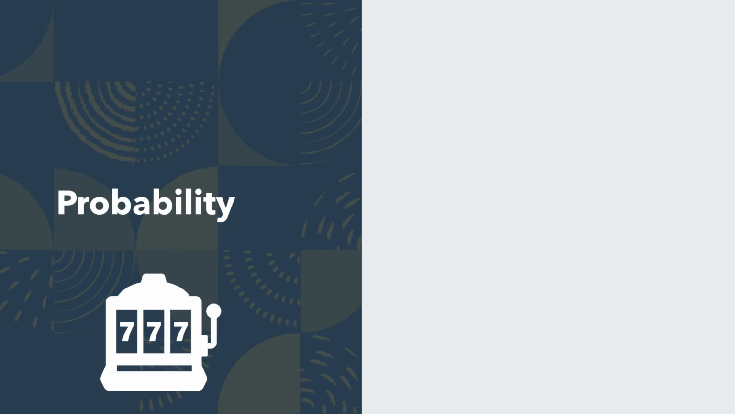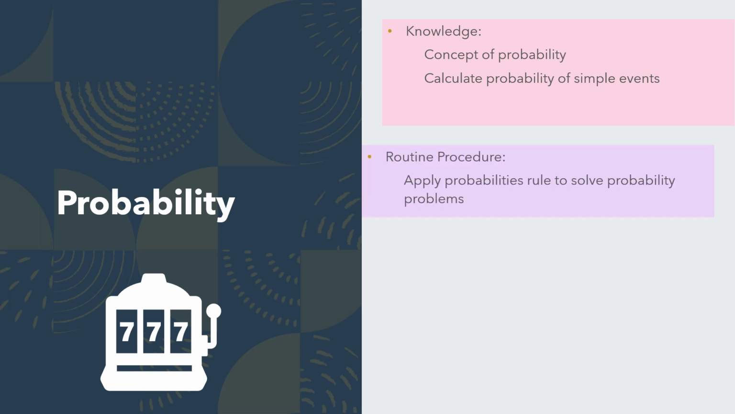Next, we will discuss probability. Under the knowledge level, we will see if students understand the fundamental concept of probability and grasp the idea of chance and likelihood, like defining probability as a ratio of favorable outcomes to the total outcomes, as well as calculating probabilities for simple events. Under routine procedures, we will see if students can apply the established rules for specific probability problems, like using the probability rules to calculate probabilities.